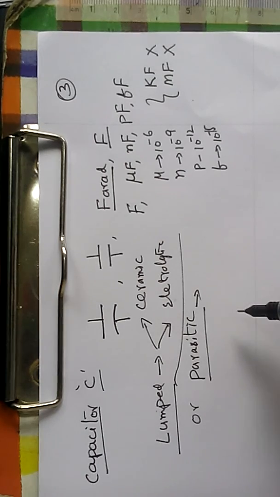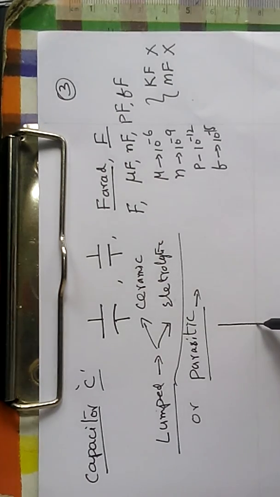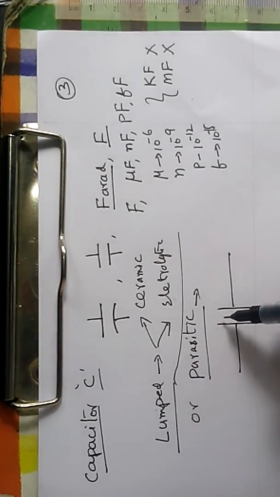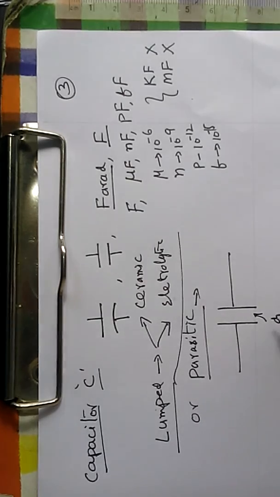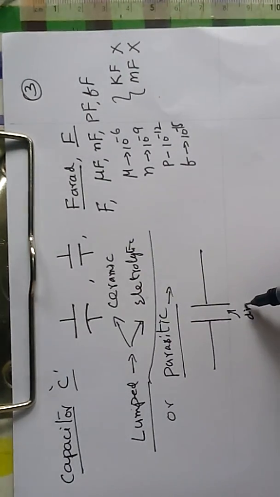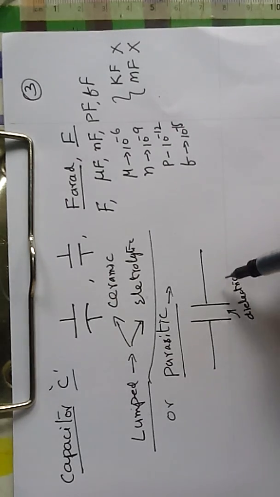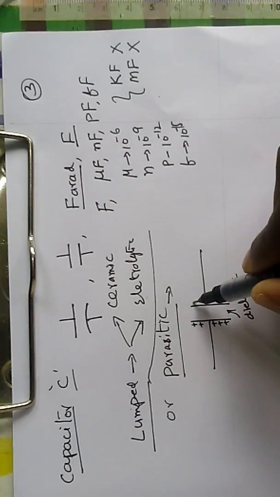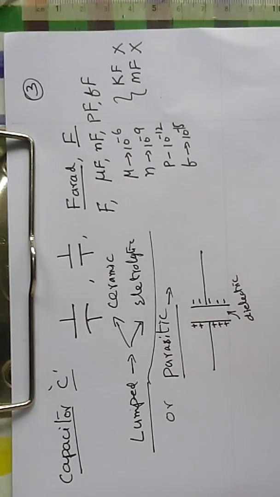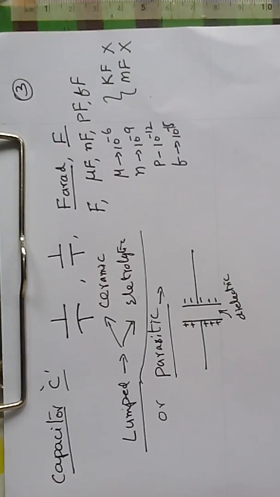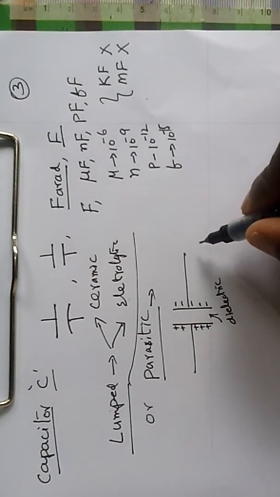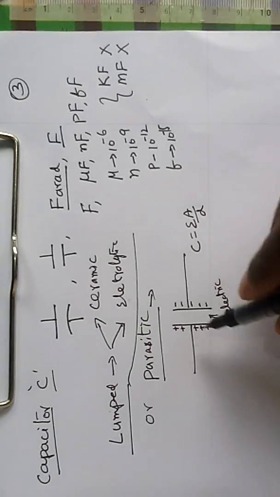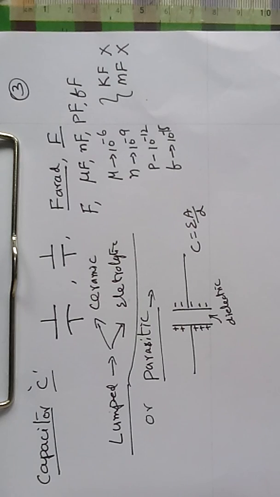We know that a capacitor is formed by two parallel plates separated by a dielectric medium. On one side you're going to have positive charges, on the other side an equal amount of negative charges. This is how a capacitor behaves. So we write C is equal to epsilon A by D, where A is the area of the plates and D is the separation.